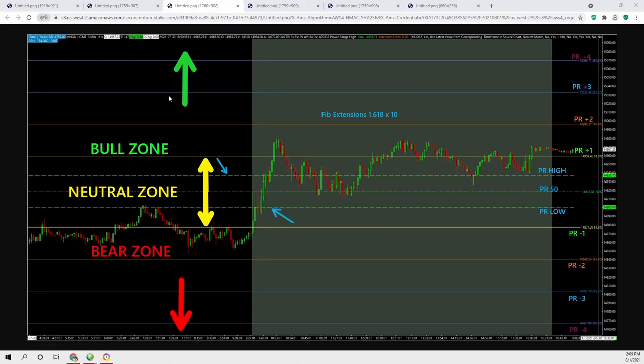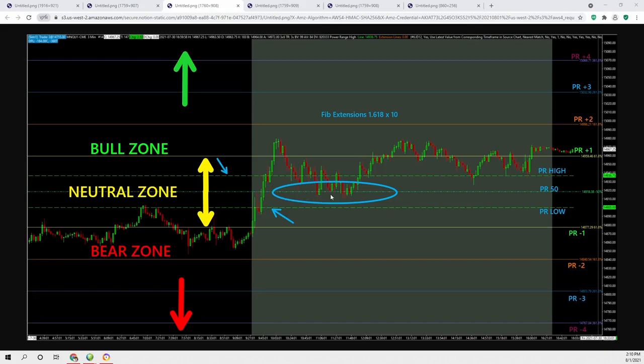Okay, so this is our power range, our highs and our lows. Of course, another level that I like to take note of is what I call the PR50, which is 50% of the power range, high to low. As you can see, a lot of the time we do see a response at this level. We can look at this area right here and see that we saw a price response at the PR50 level.